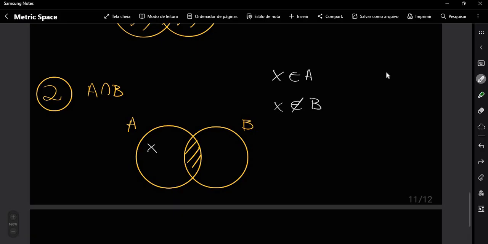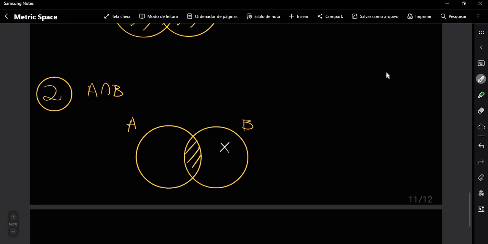But still, we can tell that x belongs to the intersection between the set A and the set B, which is different from saying x belongs to the set B. So this is different. We cannot tell that the element x is in the set B. This is not true.